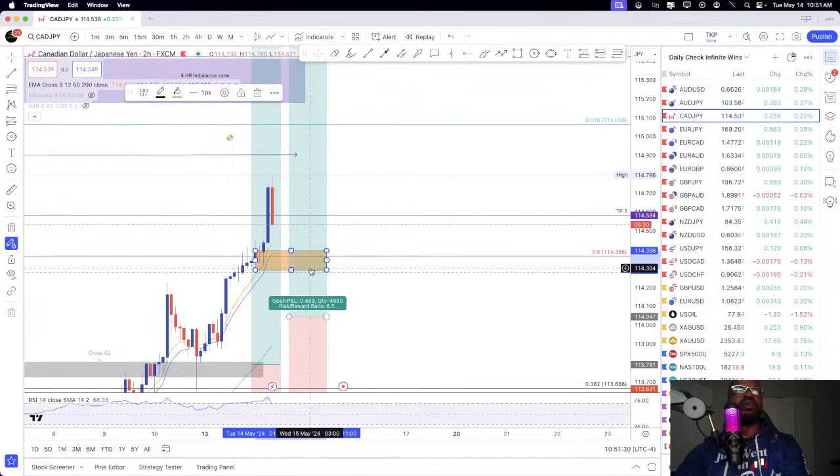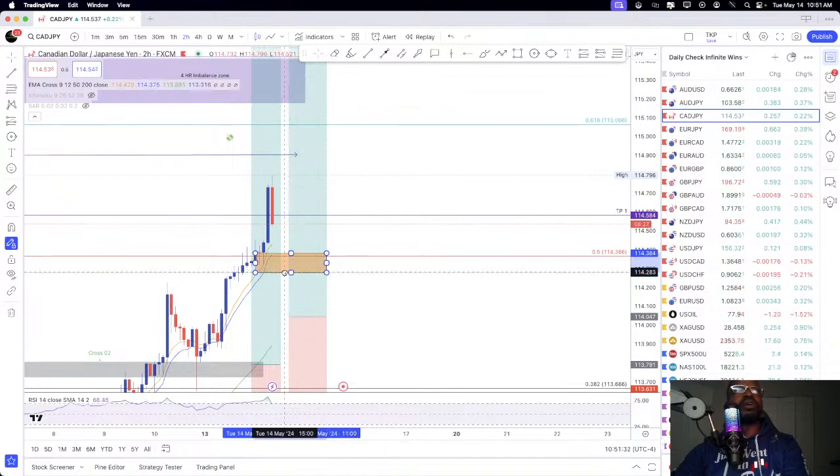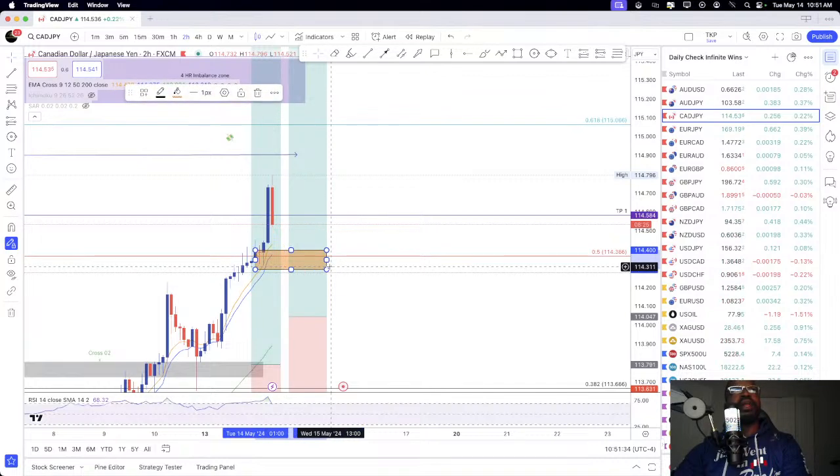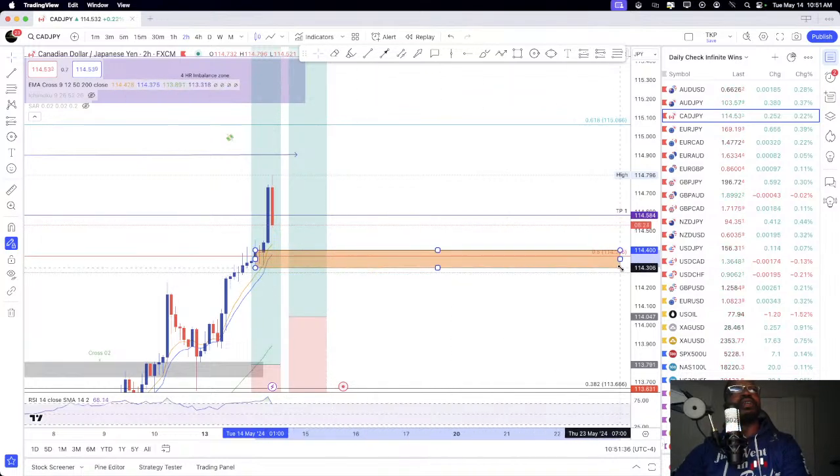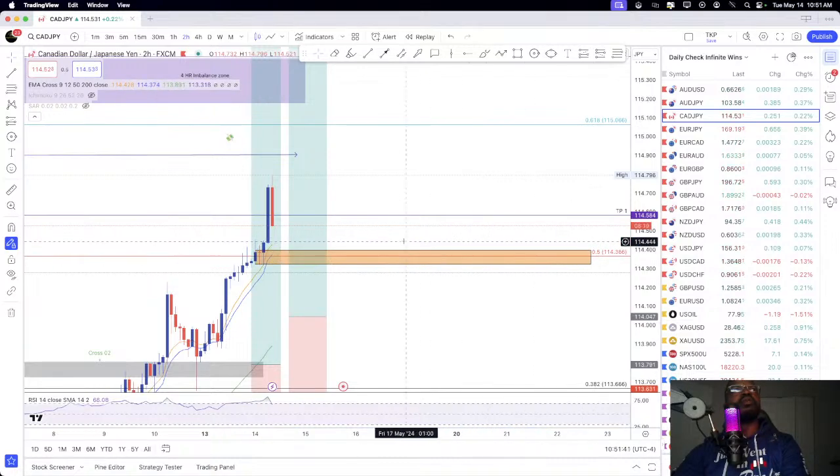So this is what I mean when I say making profits without being present. Analyze the market. We find areas that need to be retested. We set orders right there in those areas, and we just let the market come to us.